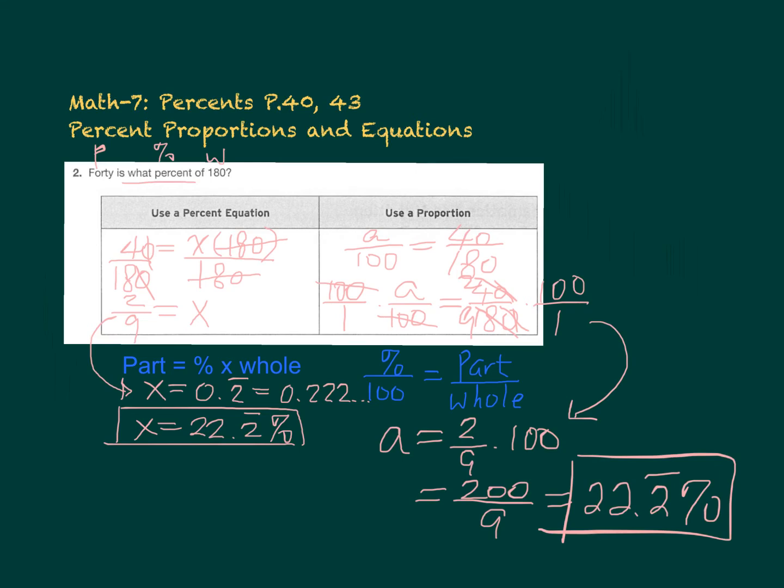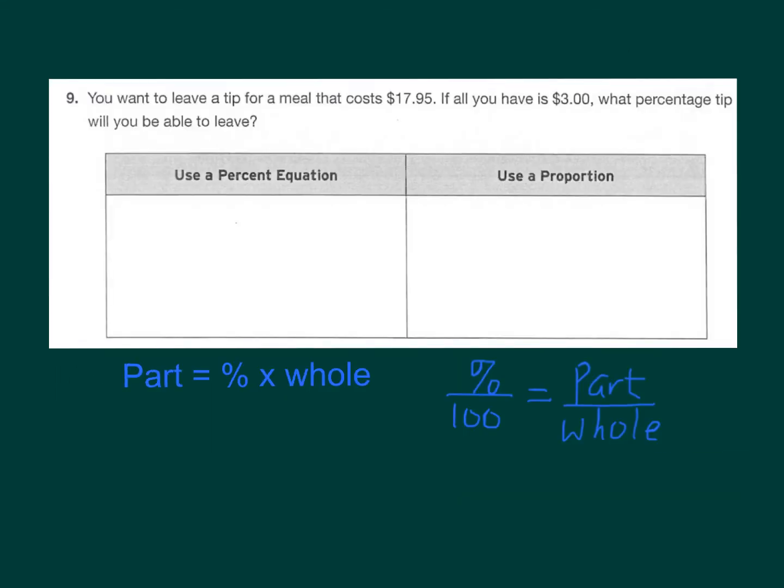And then we're going to talk about the next problem. Okay, this is number 9. You want to leave a tip for a meal that costs $17.95. If all you have is $3, what percentage tip will you be able to leave? When I look at this question, I find it quite funny. If you only have $3, then you can't even afford a meal, but whatever. I think they mean that so after paying for the $17.95, you only have $3 left. Okay, so let's just assume it's this way.